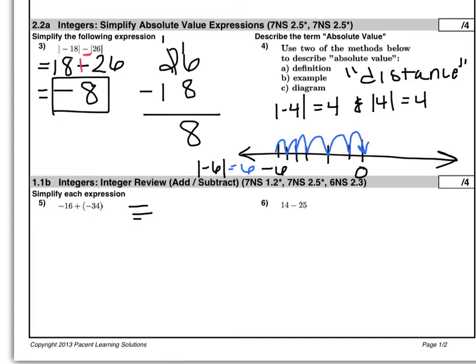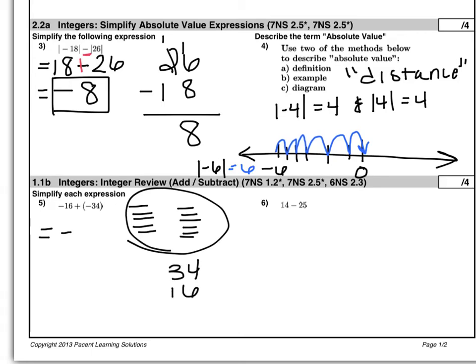That means I have 16 of these guys, and I'm adding 34 of these guys, which means my answer must be negative. When I put these all together, I have all negatives. So add them. 34 plus 16, and we get 50.